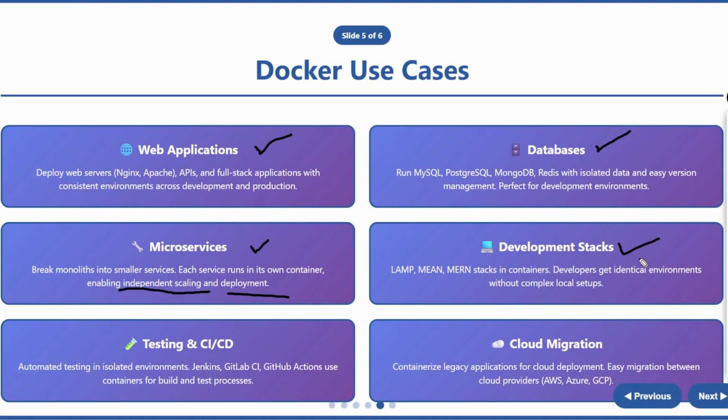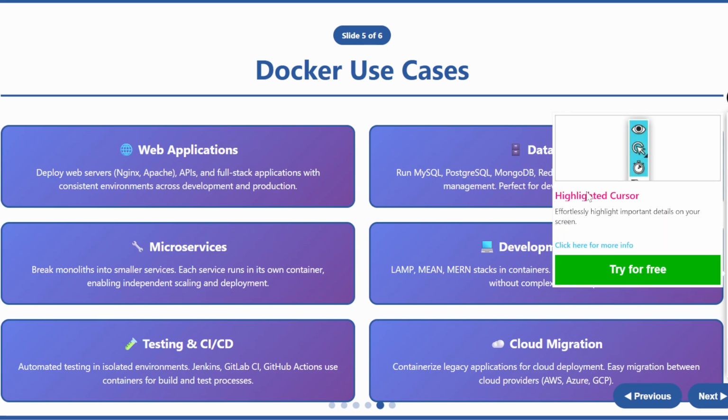And coming to the development stack, where developers get identical environments without complex local setups, that is the use case here. And for testing and CI/CD, it lets automation testing run in isolated environments, like Jenkins CI/CD, GitLab CI/CD, GitHub Actions, which use containers for the build and test process, okay. And the cloud migration, where we are going to containerize legacy applications for cloud deployment, and easy migration between cloud providers, AWS, Azure, or GCP, will happen smoothly.